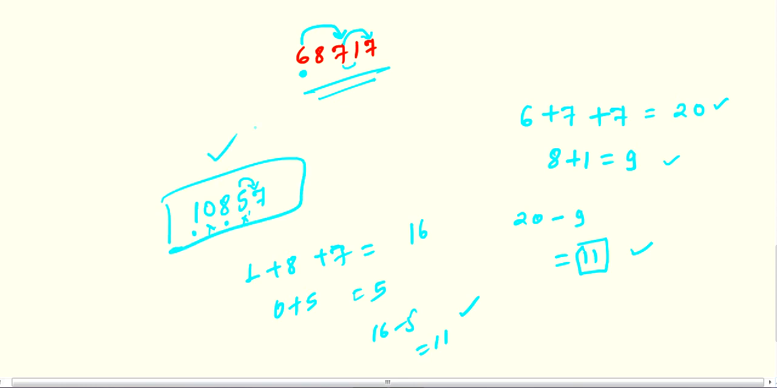Then next is divisibility by 15. If a number is divisible by 3 and 5 both, then only it will be divisible by 15. Okay. Then question number 11, question number 12, question number 13.